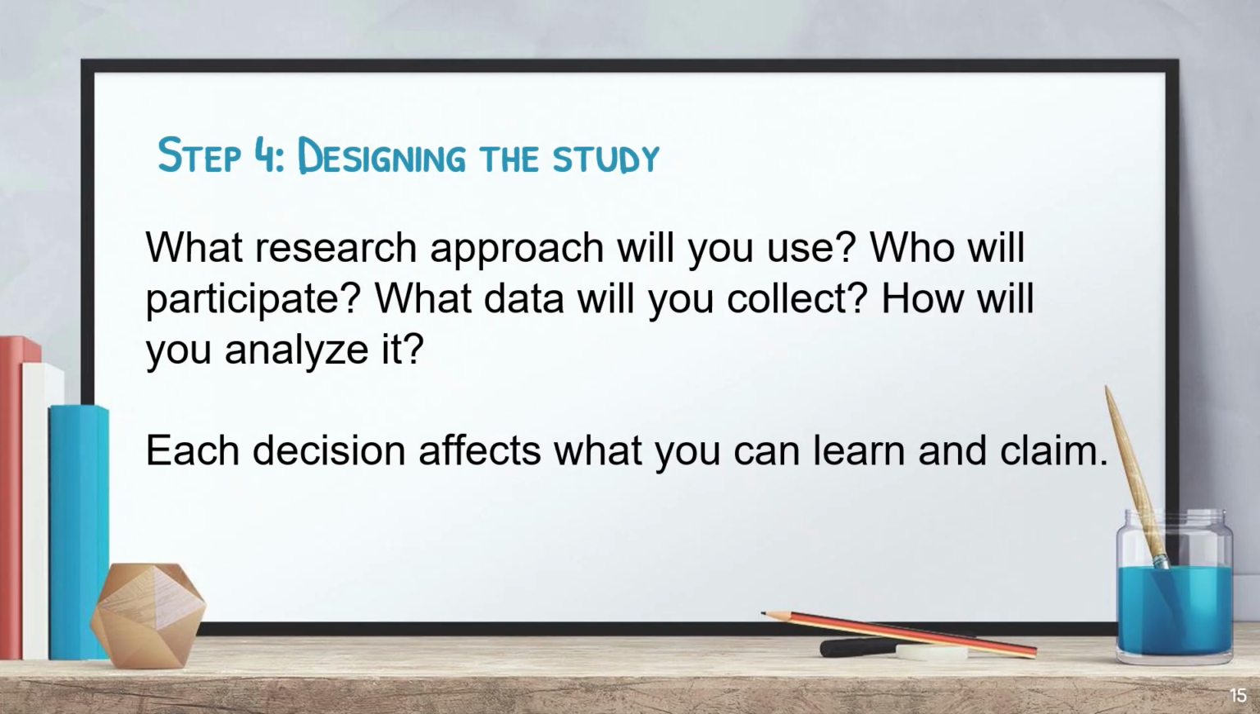Now, step 4 is where you design your study. Now, this is my wheelhouse. This is where you're going to make critical methodological decisions. That was harder for me to say than it should have been. So this is where you're choosing your methodology. So what research approach will you use? Who will participate? What data will be collected? How will you analyze that data? Each decision affects what you can learn and what you can claim.